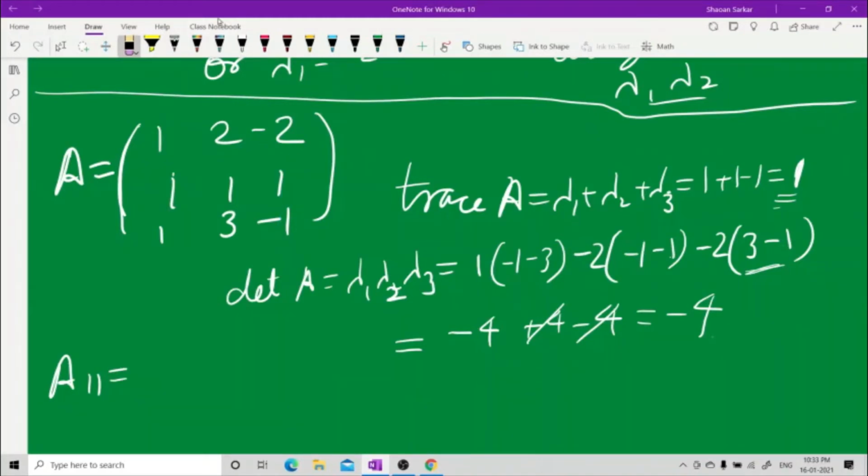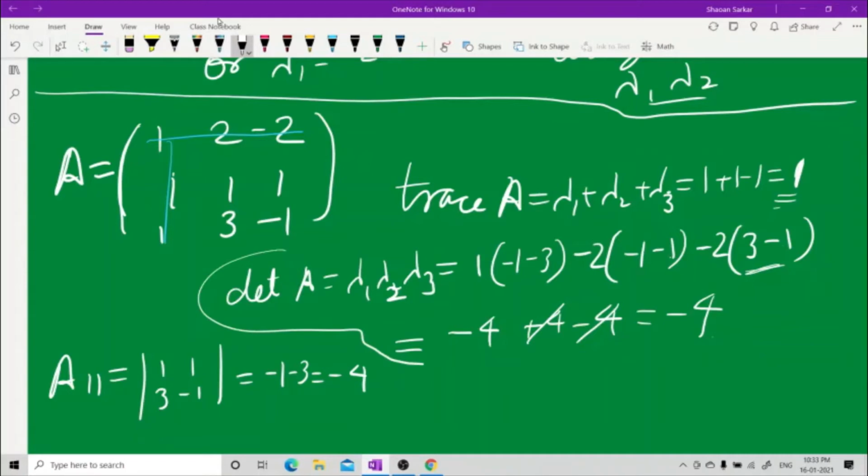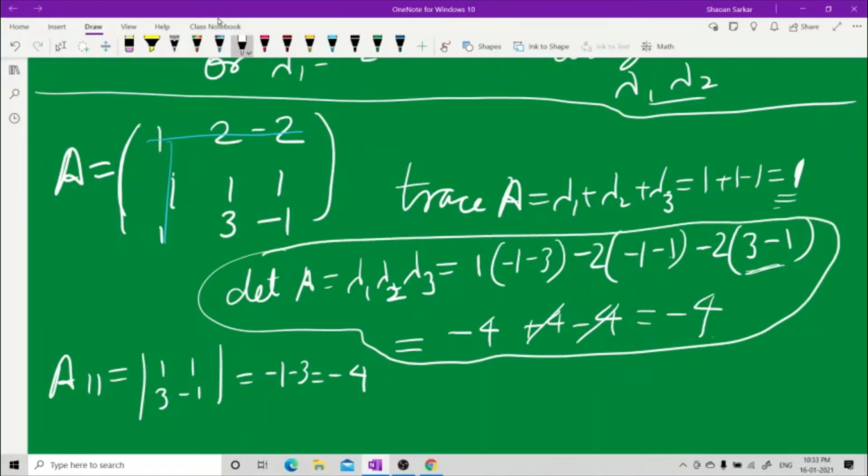Now let's find A11. You have to hide the first row and the first column. What do you get? You write 1, 1, 3, minus 1. This is nothing but minus 1 minus 3, and this is nothing but minus 4. So things are correct.